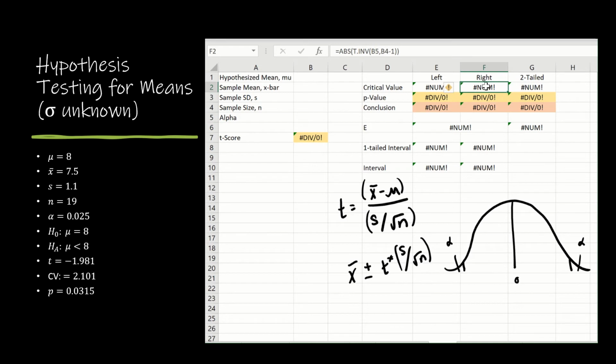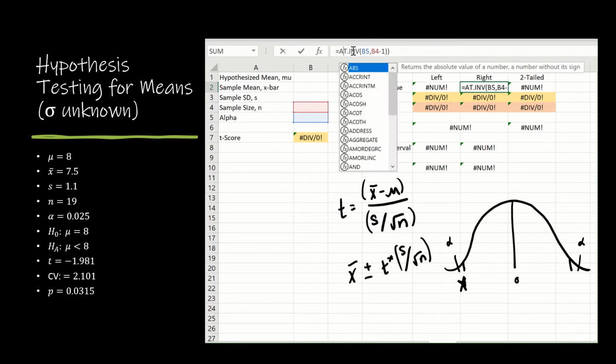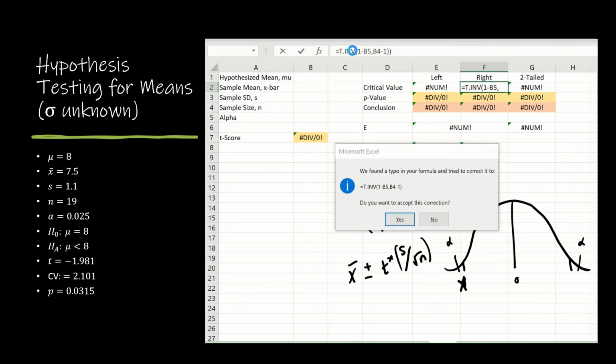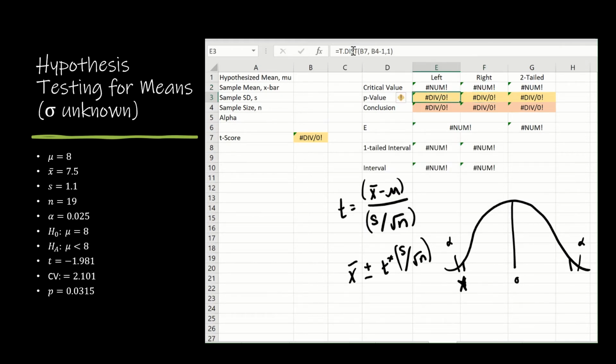Now, why did I choose to do that? Because if I just use alpha, it's going to give me the negative one. And so I can either do T inverse of 1 minus B5, and then B4 minus 1, which is the degrees of freedom, or I can do the absolute value. So whichever one you're more comfortable with, it's going to end up with the same value.